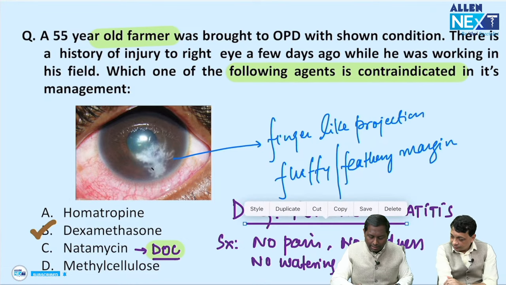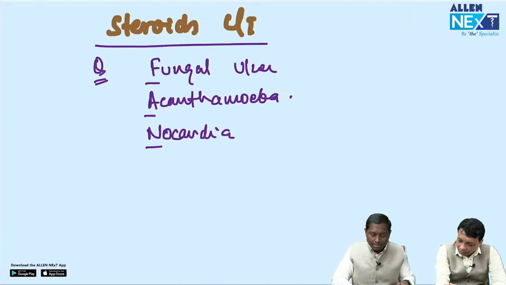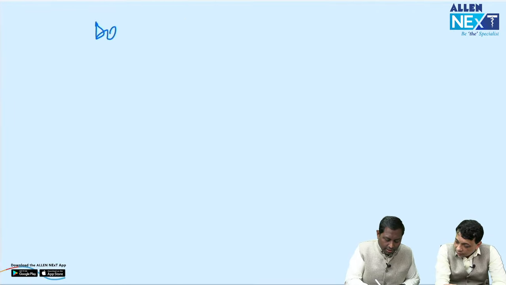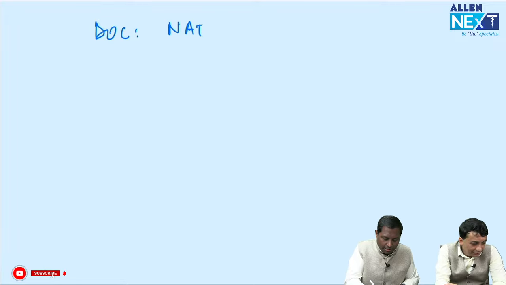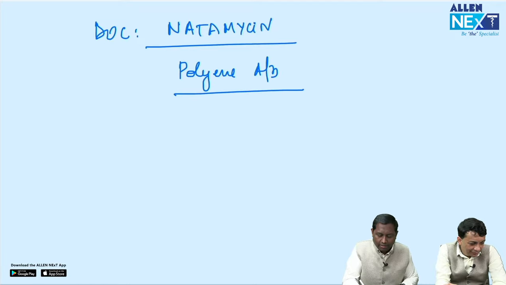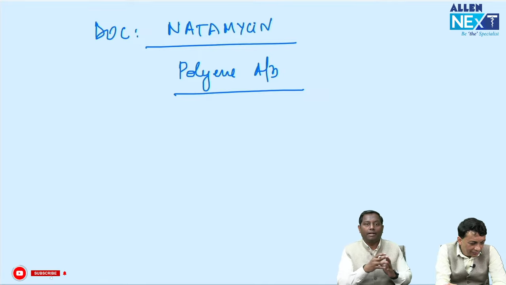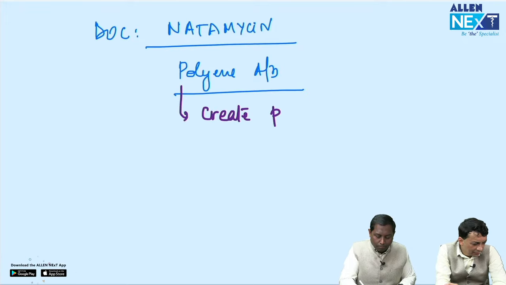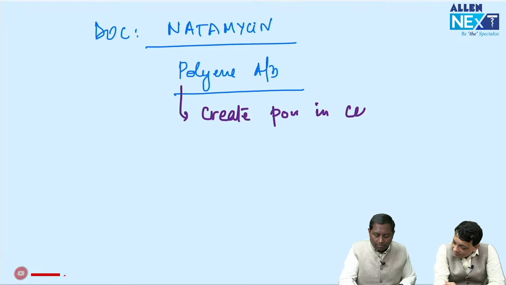So I think we can discuss natamycin. If I ask you what the drug of choice is, you can say, okay sir, the drug of choice is going to be natamycin, which is one of the polyene antibiotics. Now, what is a polyene antibiotic in fungal infection? A very common example that we know is amphotericin B. Now, how is it going to work? Polyene antibiotics act by creating pores in the fungal cell membrane.